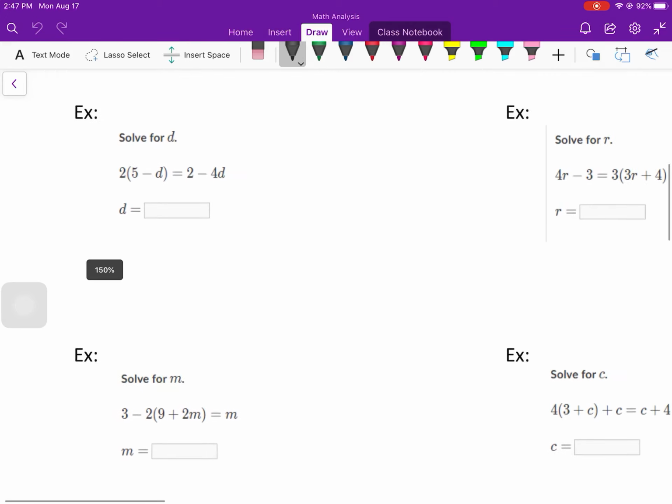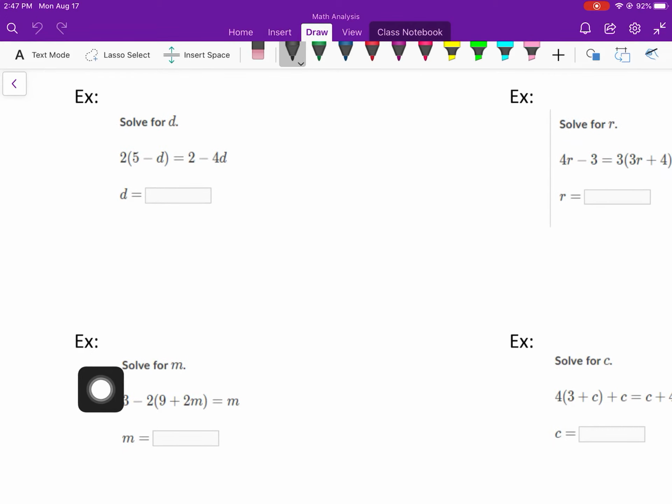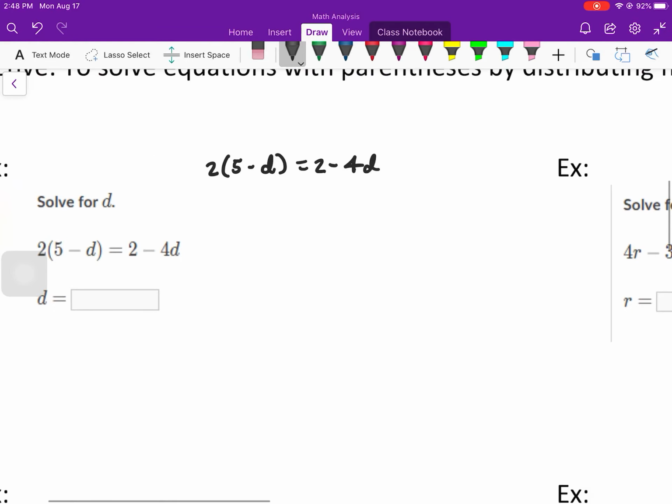So let's take a look at this first example. I'm going to do the examples from the left side. The right side will be left for the class. So let's look at the first one. So let's start with distributing. So I'm going to distribute this 2.